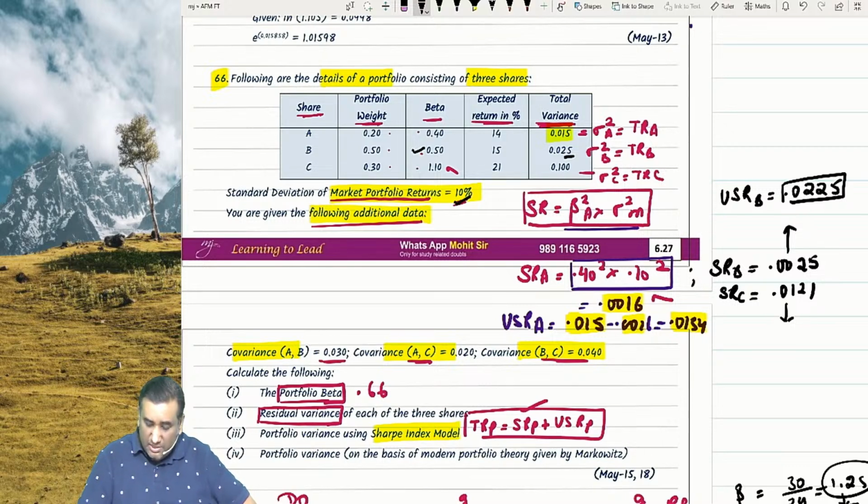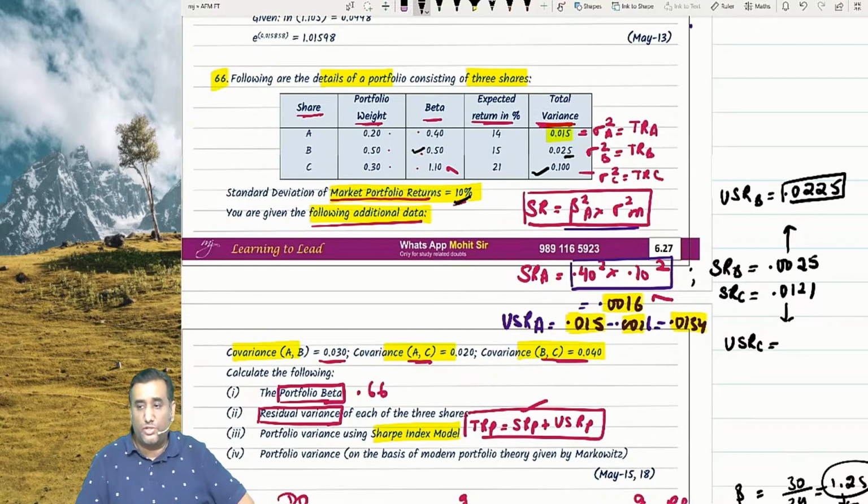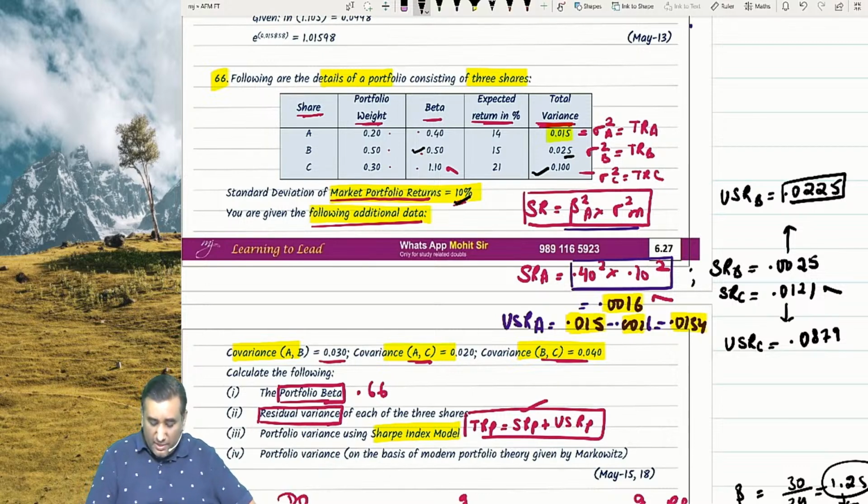Unsystematic risk of C will be equal to the total, which is 0.100, minus 0.0121, 0.08. That's done. Third part, there could be a challenge.